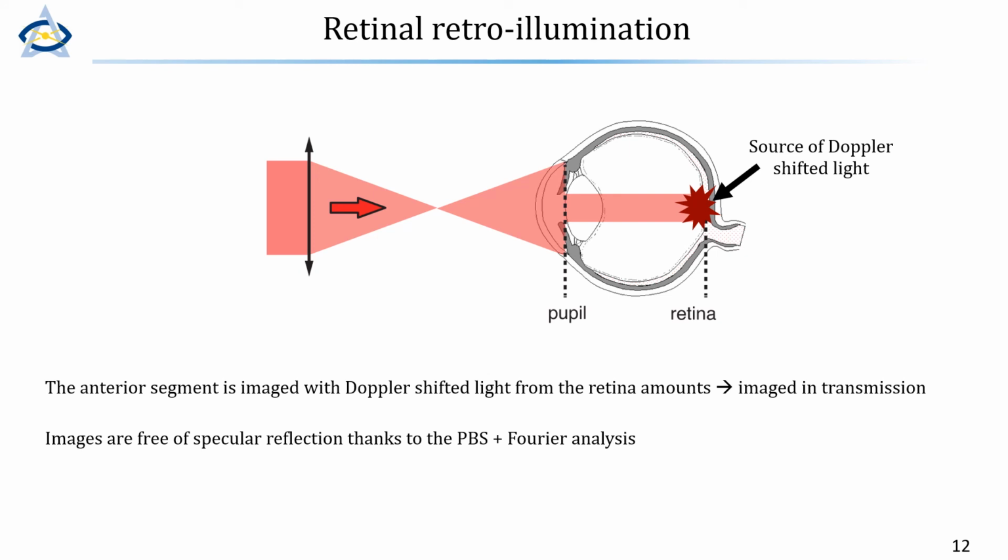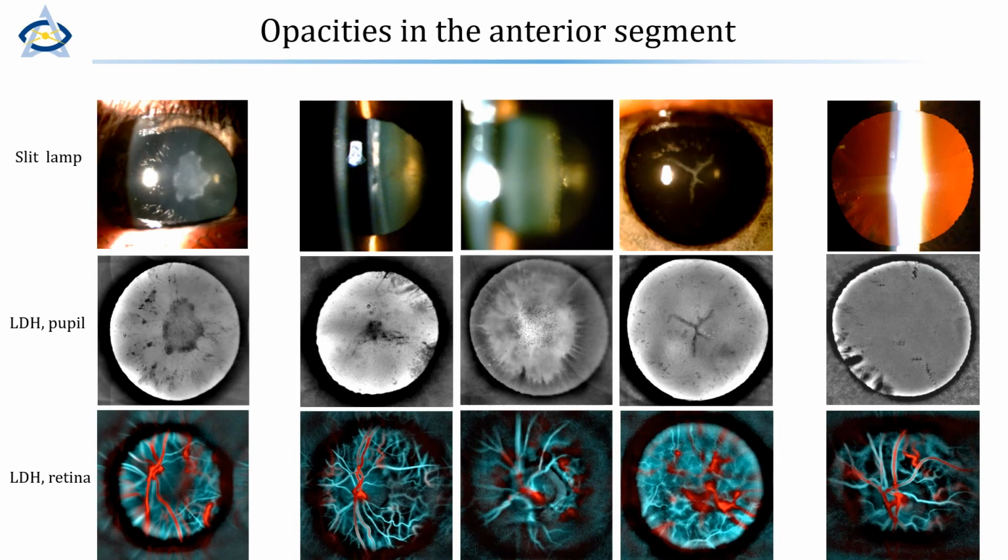And because we are using a setup where we have a polarizing beam splitter cube, and we are doing this blood flow analysis through the Fourier transform and the SVD filtering, then we have images that can be entirely free of specular reflection. And we can use that to reveal the opacities in the anterior segment, whether they are in the cornea or in the lens. So we had these different subjects with opacities that we imaged with slit lamp and with LDH.